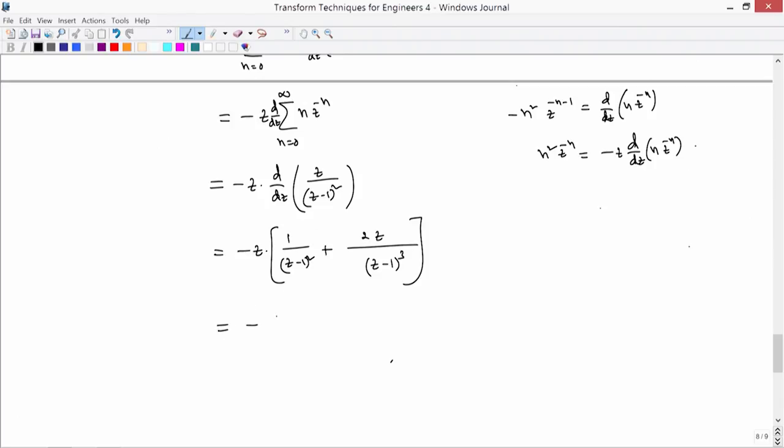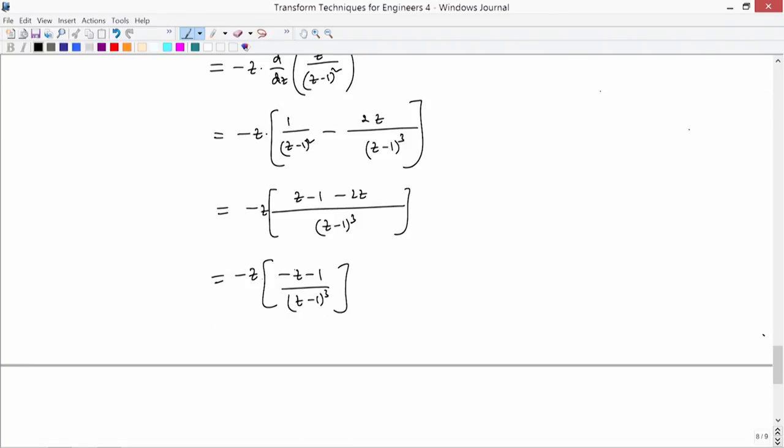So you have minus, if we just calculate this, z minus 1 cube, and the minus z comes out, and you have z minus 1 plus 2z. Sorry, minus z comes when you differentiate, so you get a minus sign here: z minus 1 minus 2z. So you have a minus, so z minus z is inside, you have minus z minus 1 by z minus 1 cube. So minus minus cancel, and what you get is z into z plus 1 by z minus 1 cube. So this is your z transform of n square as a function of z.